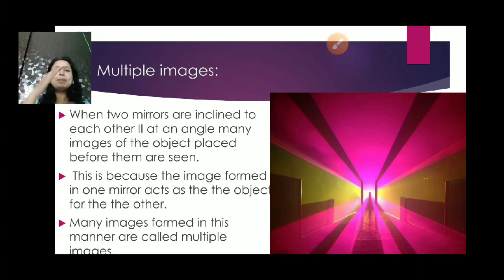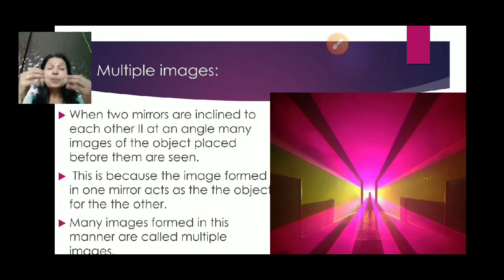Suppose we keep the mirrors perpendicular, and place an object between them. Definitely there is a possibility of more than one image; 3 images would form. This is because the image formed in one mirror acts as the object for the other mirror. The image we get in one mirror would be an object for the other mirror, in this way. So we will have the multiple images. I hope you understood the topic. Many images formed in this manner are called multiple images.